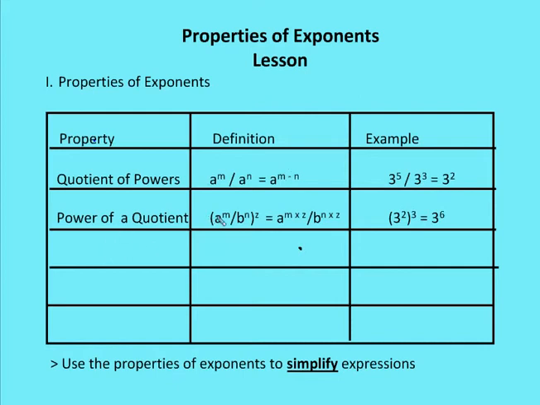Power of a quotient says that if I have a to the m divided by b to the n, and we take that all to the z, that's going to be a to the m times z divided by b to the n times z. An example would be 3 squared divided by 2 to the 4th, and I'm taking that all to the 3rd. That would be the same as 3 to the 2 times 3, or 3 to the 6th, divided by 2 to the 4 times 3, which is 2 to the 12th. So again, we're using these to simplify expressions.